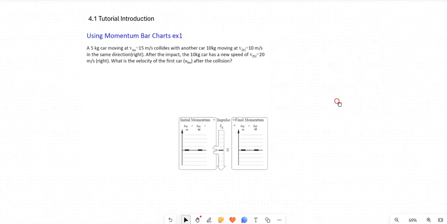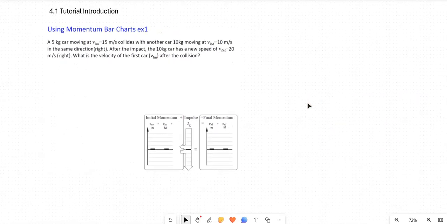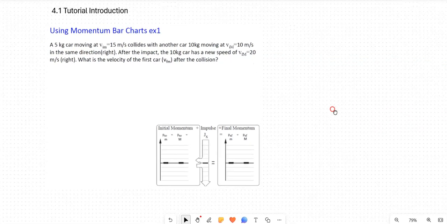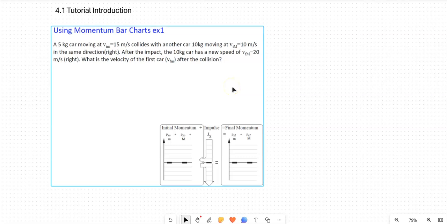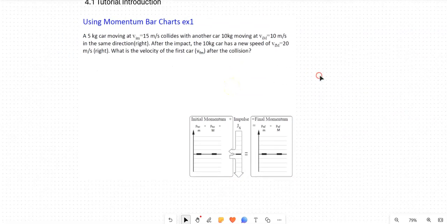Hi everybody, and this is 4.1 tutorial introduction on momentum, specifically collisions. On this problem, we're going to do a collision problem, and it's going to be an elastic collision, a bouncy collision, as the 4.1 lecture states. As always, if you haven't watched the lecture, please do so and make sure you take good notes. But I'm going to show you how to do this problem.